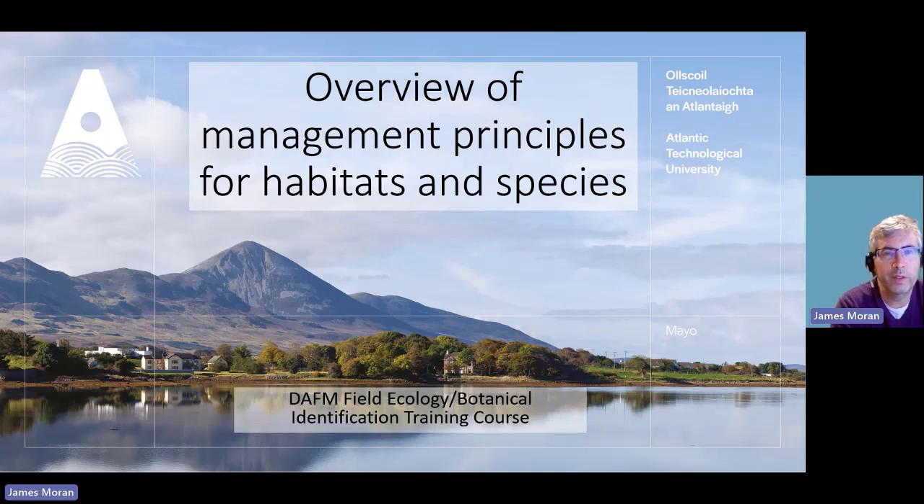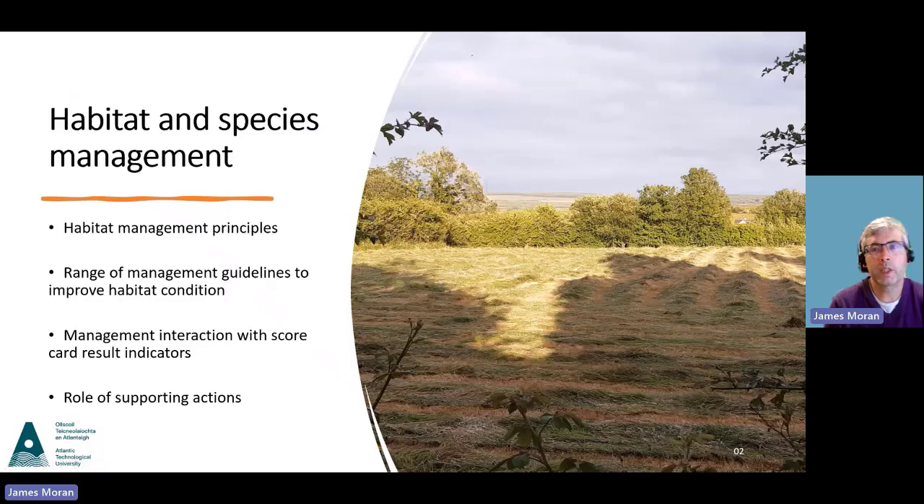Module 5, Overview of Management Principles for Habitats and Species. In this module, we give an overview of habitats and species management, with particular focus on the management of grasslands, peatlands and woodlands. Best practice management guidelines are described, which aim to improve habitat condition.